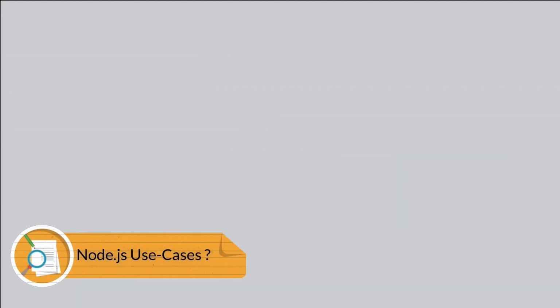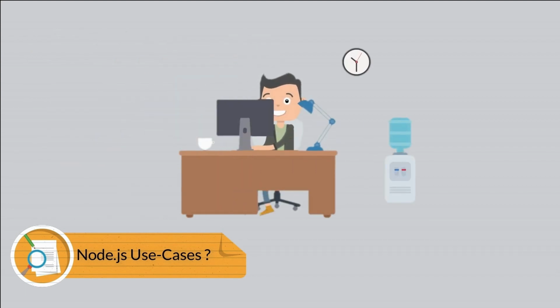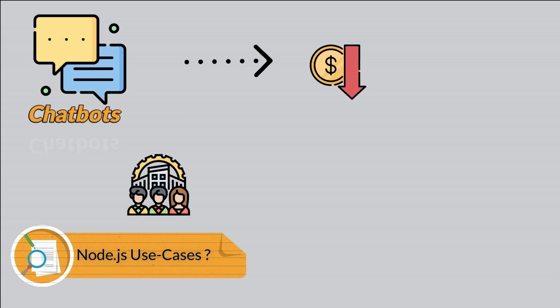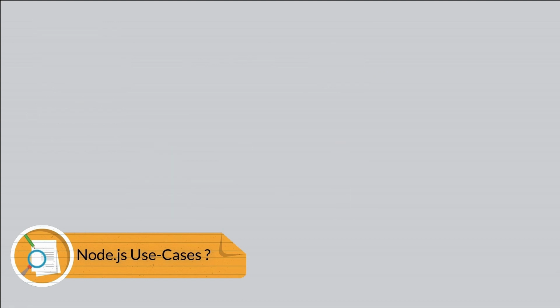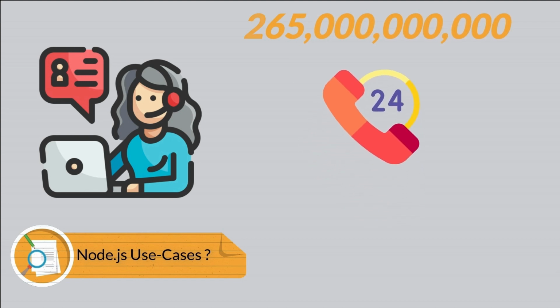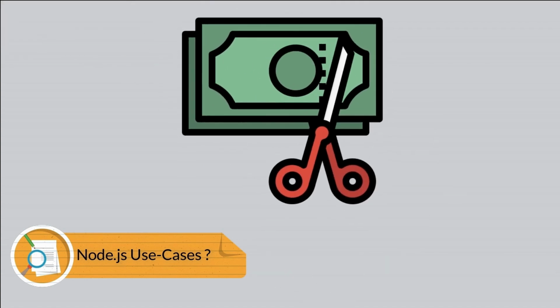In this section, I will be giving a few examples of how today's organizations use Node.js. Chatbots. Node.js allows us to create chatbots that are cheap, and it allows companies to send quick messages and replies to clients. This is very useful for companies, especially in the customer service sector, where there is an average of 265 billion customer support calls made in a year. This allows the company to cut costs and aids budgeting.